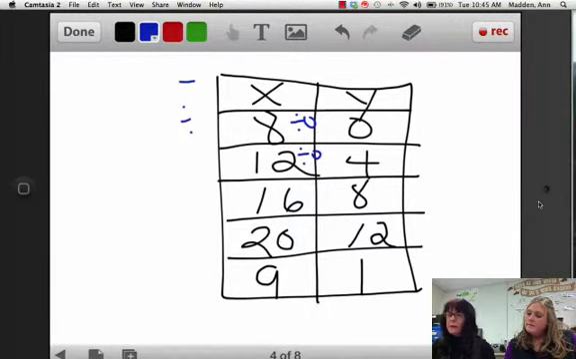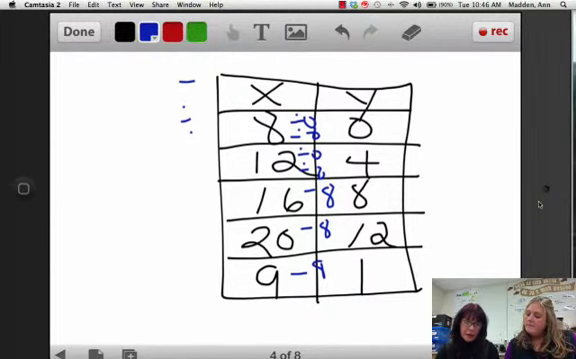8 minus 8 is 0. 12 minus 8 is 4. 16 minus 8 is 8. 20 minus 8 is 12. And 9 minus 8 is 1. So my pattern is minus 8. To write that as an equation, I would go x minus 8 equals y.